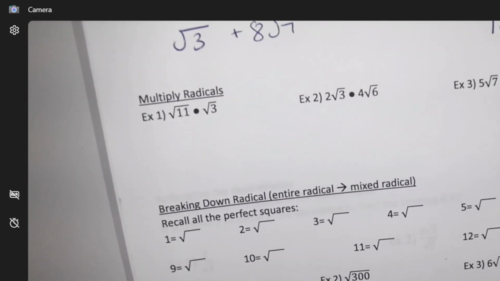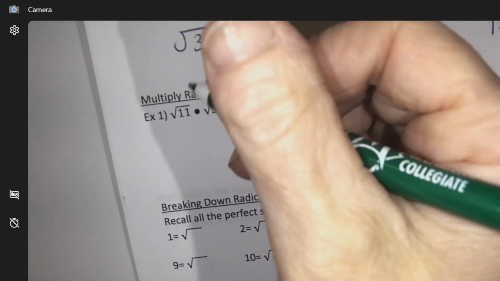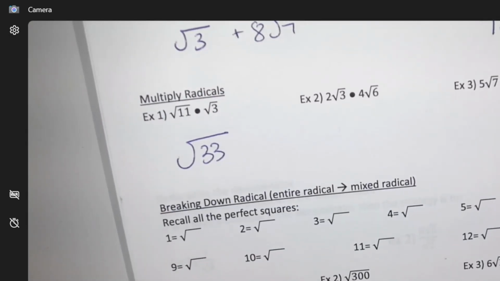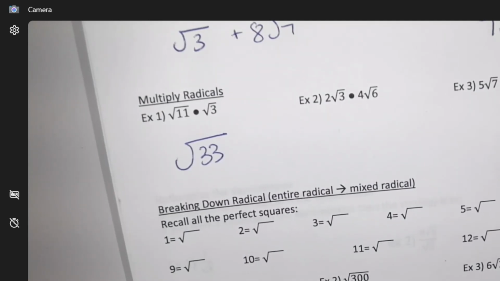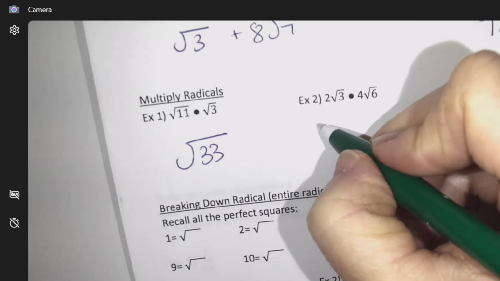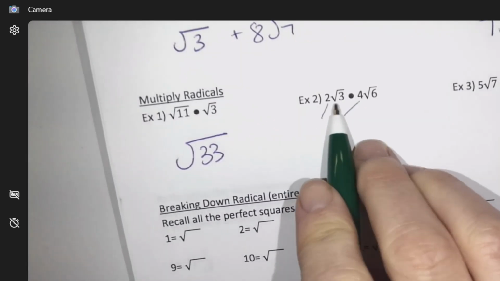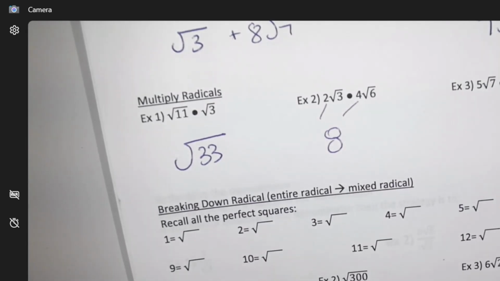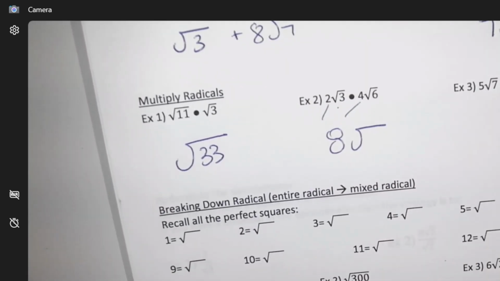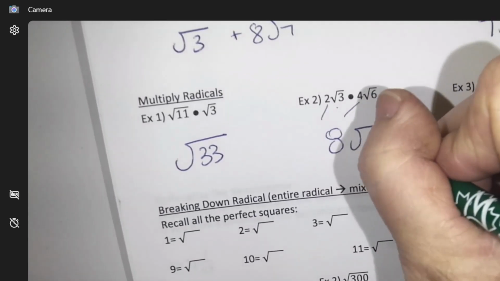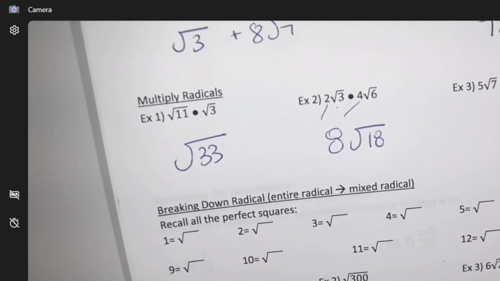Okay, multiplying radicals. So root 11 times root 3 is root 33. Okay, so the next one, I need you to compartmentalize this. Whole number parts, radical parts. Do not mix. Okay, so whole number, 2 times 4 is the whole number 8. Kind of I put that out front. Root 3, root 6 makes root 18. So now I put them into compartments, okay?